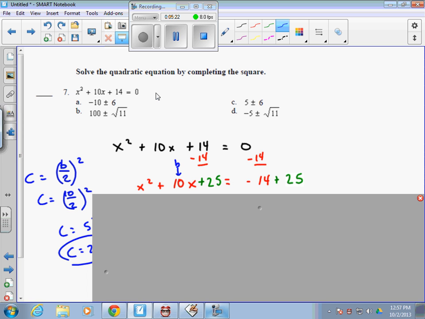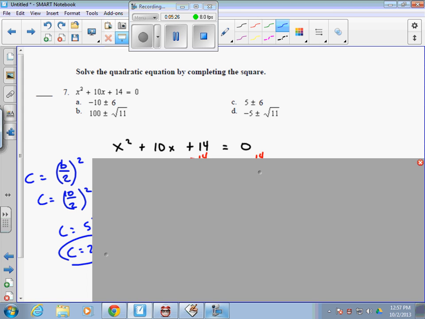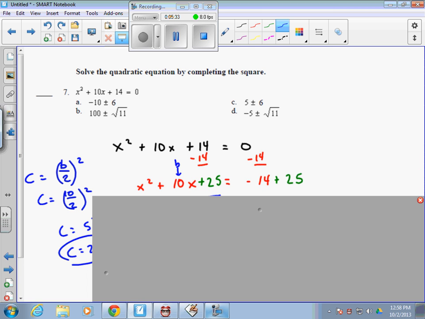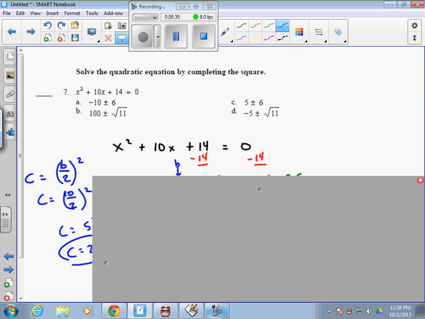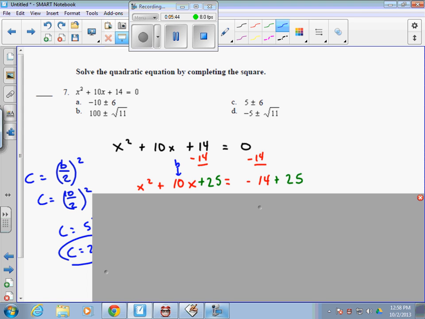Number 7 says solve it by completing the square. Let's back up just a little bit. It says x squared plus 10x plus 14 equals 0. The first thing you need to do is get rid of plus 14 by subtracting it from both sides. So x squared plus 10x, when you subtract it on the left, it'll cancel out. If you subtract it from the right, you get negative 14. So just what's written in red here, x squared plus 10x equals negative 14.